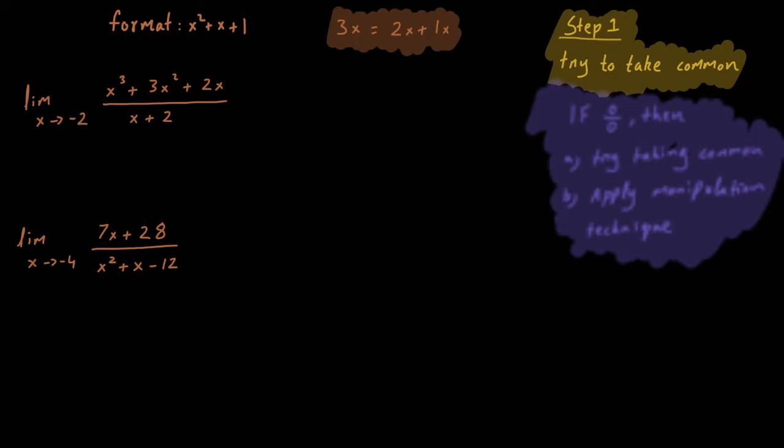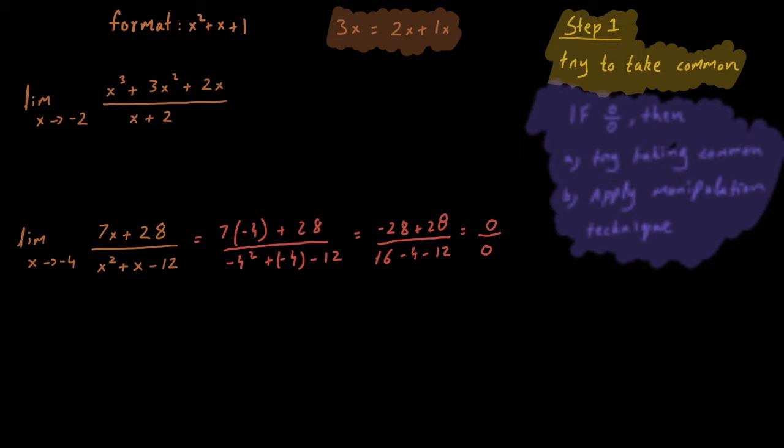So limit as x approaches negative 4 of 7x plus 28 divided by x square plus x minus 12. So by substitution we will get 7 into negative 4 plus 28 divided by negative 4 square plus negative 4 minus 12, and we will have negative 28 plus 28 divided by 16 minus 4 minus 12, and we will have 0 divided by 0. So we will move to step 2.